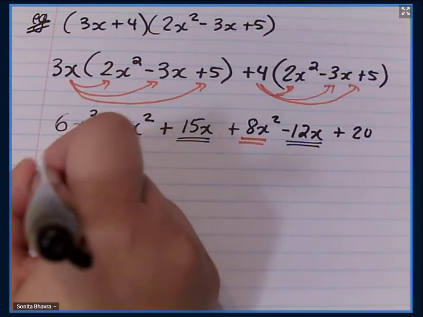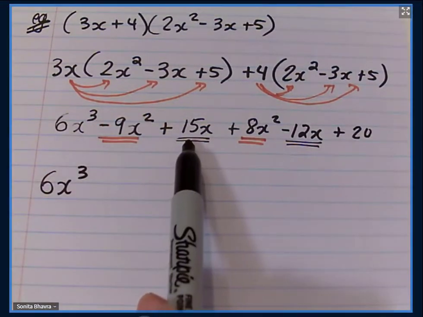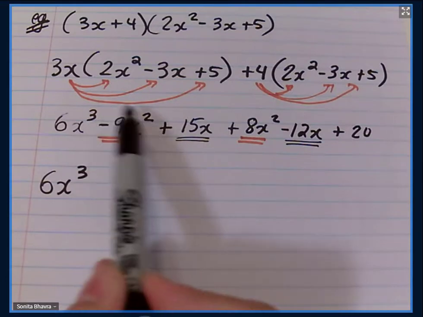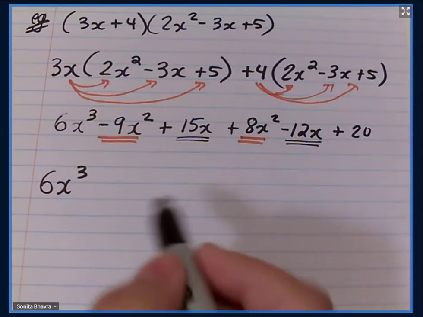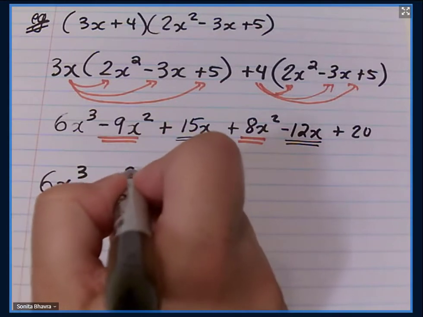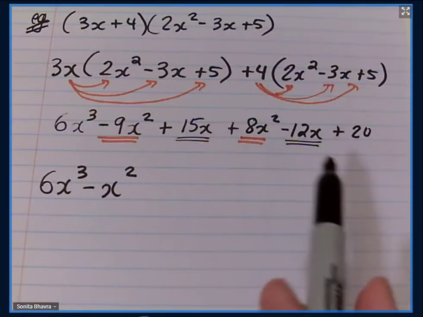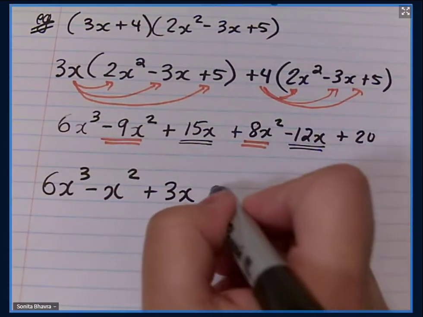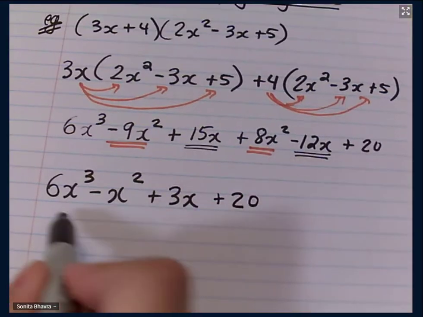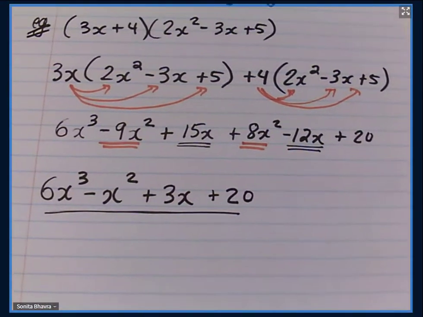So 6x cubed, negative 9x squared, and plus 8x squared gives me just negative x squared. And then 15x minus 12x, that's plus 3x, and then plus 20. All right, and that's the final answer, simplified.